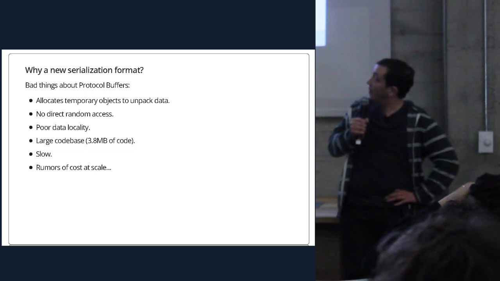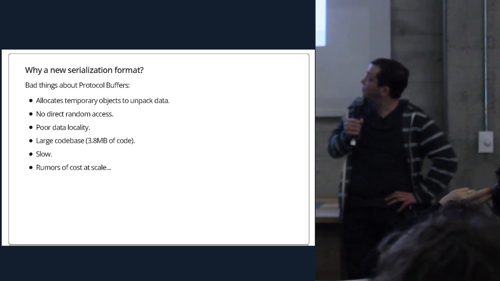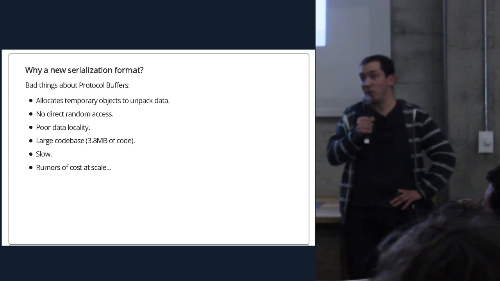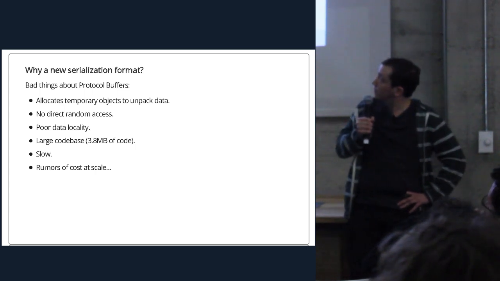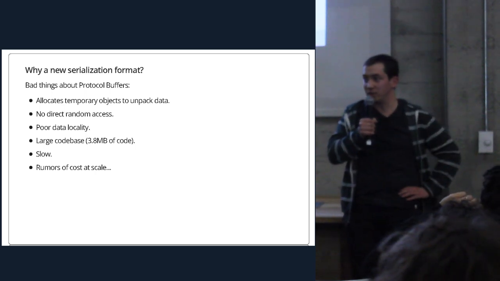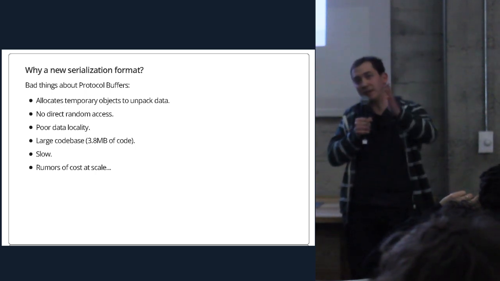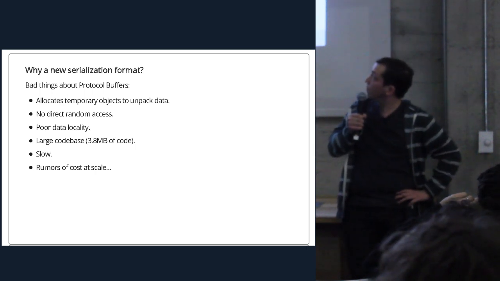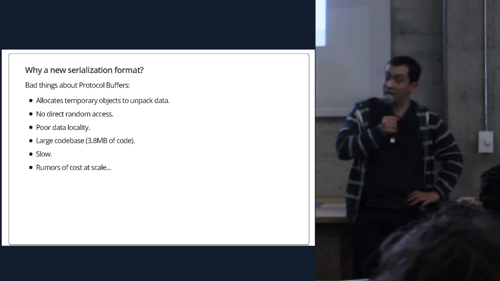However, they have a number of shortcomings. They allocate many objects in the process of parsing data. They don't let you randomly access your data. So even if you have an array-like structure in the message, you don't get to index into that in constant time. As a consequence, they have poor data locality.